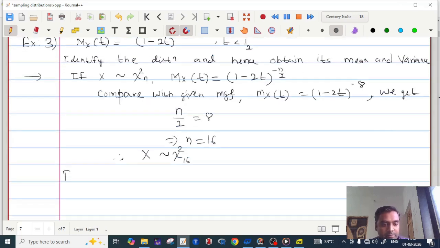Its mean is n, which is equal to 16. Its variance is 2n, that is 2 into 16.